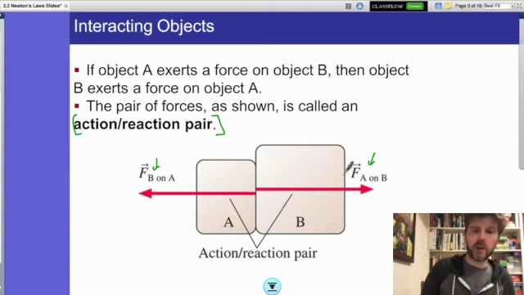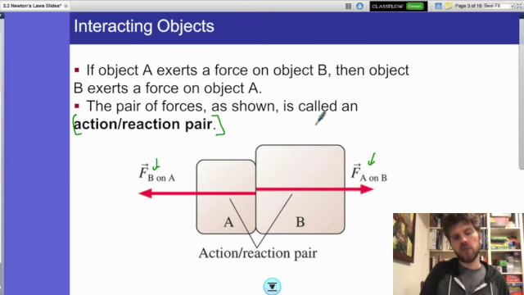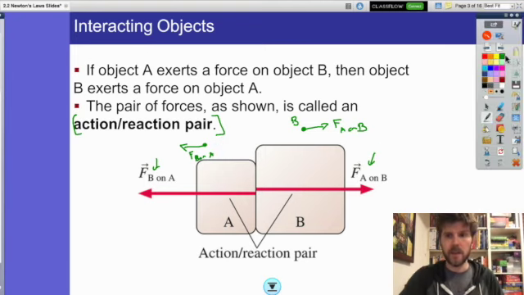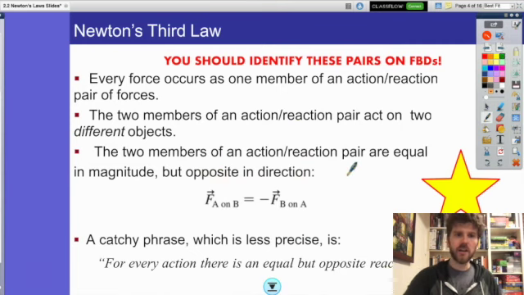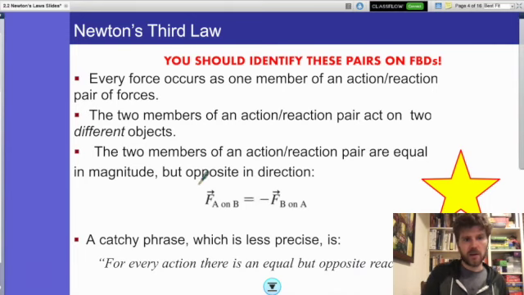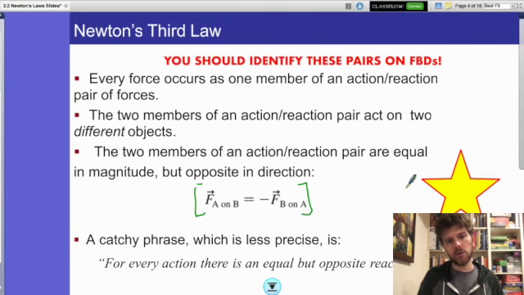And I just want to note real quick that this action-reaction pair, each vector shows up on two different free body diagrams. So B's free body diagram would have that F A on B. A's free body diagram would have that F B on A. You'll never find them in the same free body diagram. And Newton's third law tells us that actually every force is part of these pairs, and that if you get these action-reaction pairs, they are precisely equal in magnitude, but opposite in direction.